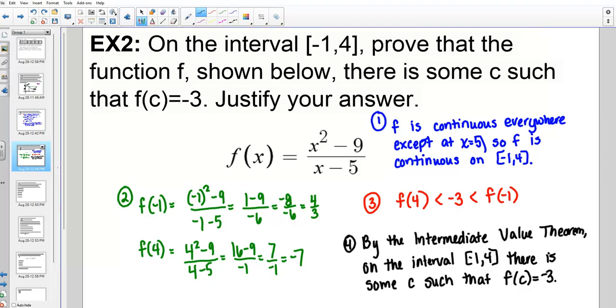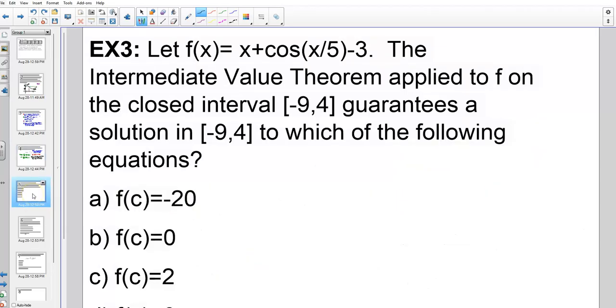Okay, let's look at a few other things. These are similar to what you're going to see on free response questions. Here, let's look at what a multiple choice might look like for this.